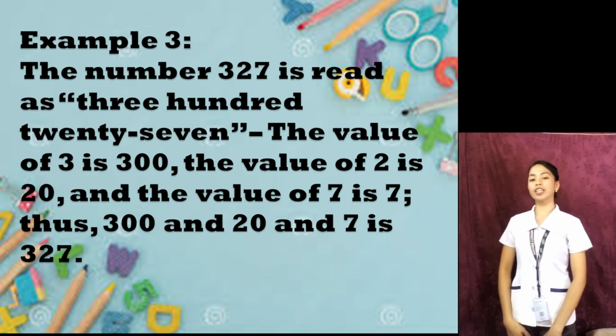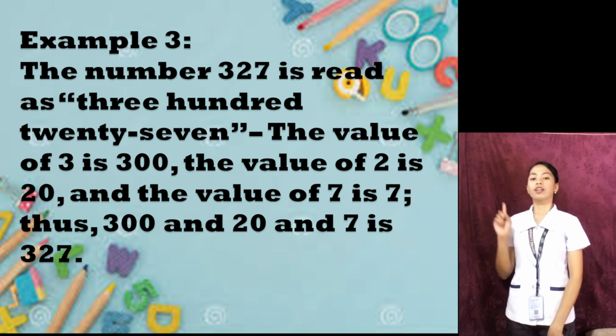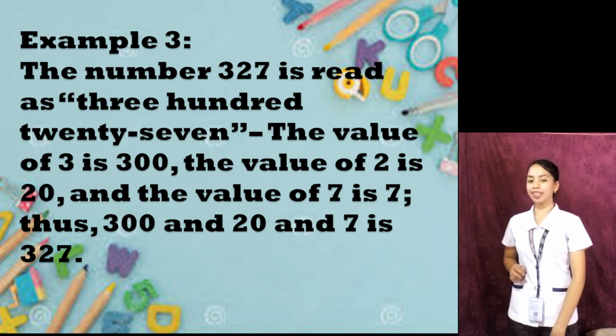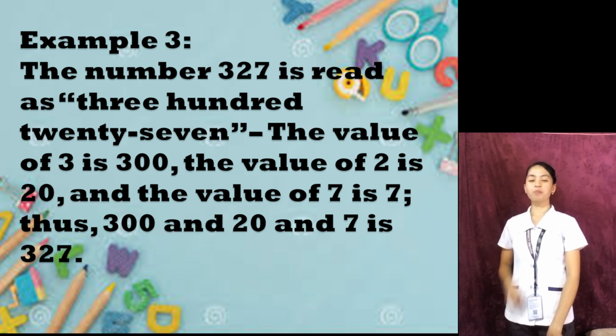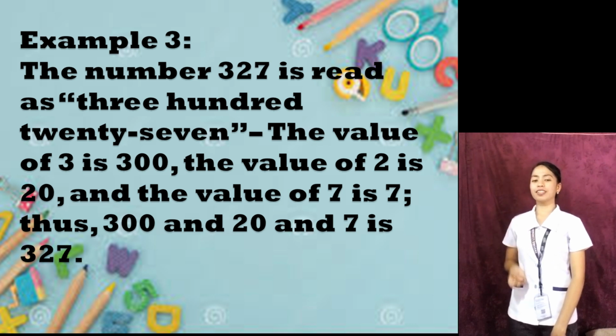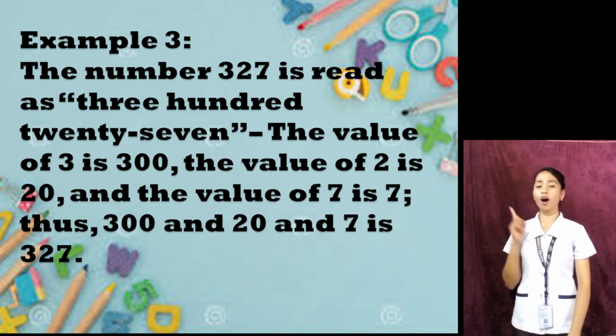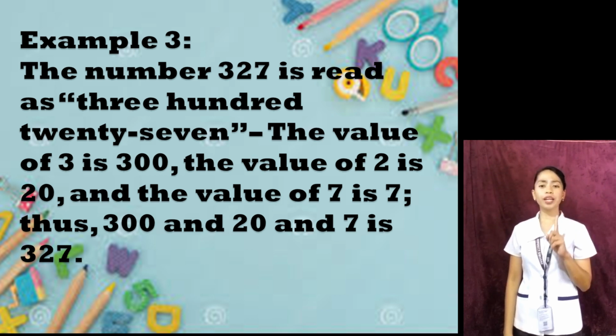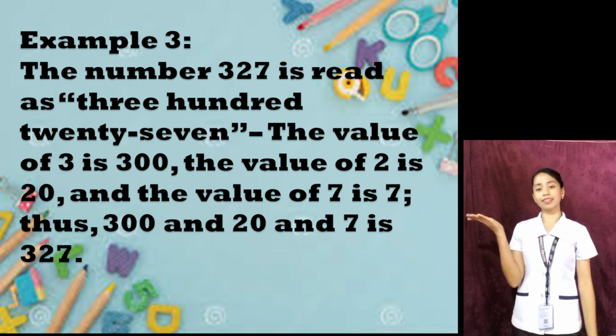The number 327 is read as 327. The value of 3 is 300. The value of 2 is 20. The value of 7 is 7, thus 320 and 7 is 327. If a number exceeds 3 digits, you read it by period, although it is still read from left to right.